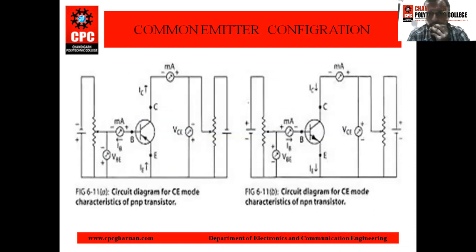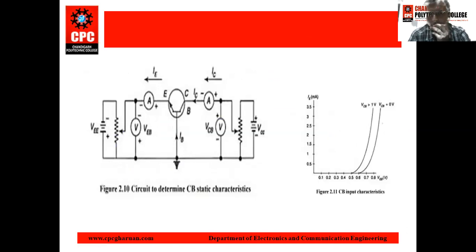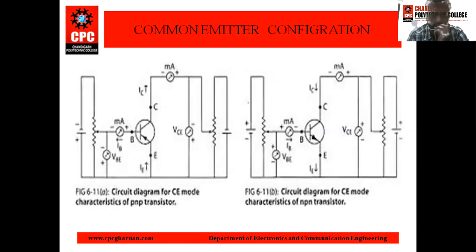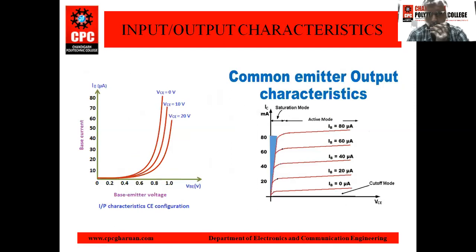Next is common emitter configuration. First of all, we discussed common base configuration. Next is your common emitter configuration. This is the input and output characteristic of common emitter configuration. This is opposite to the common base configuration. As you saw, this is the input characteristic of common base configuration, and this is the output characteristic of common base configuration.